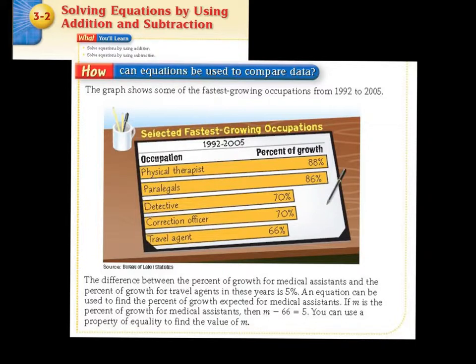The difference between the percent growth for the medical assistants, which isn't in the graph, and the percent growth for the travel agents, which are, someone said, must be 5% in these years. An equation can be used to find the percent growth expected for medical assistants. If M is the percent growth for medical assistants, then M minus 66 equals 5. You can use a property of equality to find the value of M.